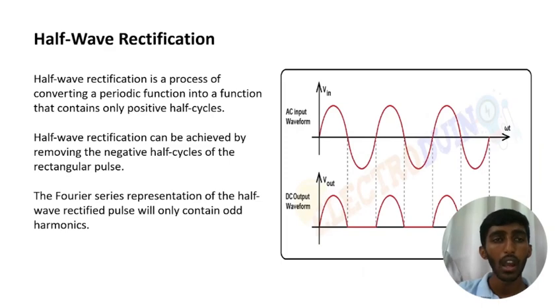Half-wave rectification. Half-wave rectification is the process of converting a periodic function into a function that contains only positive half cycle. Half-wave rectification can be achieved by removing the negative half cycle of the rectangular pulse. The Fourier series representation of the half-wave rectified pulse will only contain the odd harmonics. As you can see in the picture, half-wave rectification.